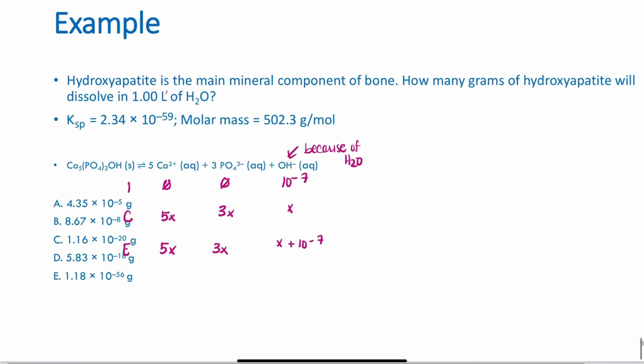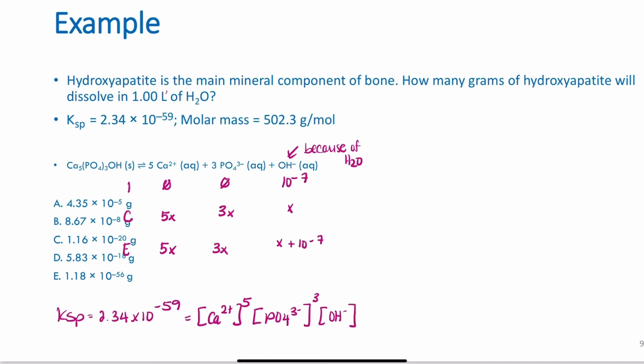I'm going to set up the Ksp expression. Ksp is really small. Very little of this actually dissolves. Probably a good thing, right? We don't really want our bones dissolving. 2.34 times 10 to the minus 59 is equal to the concentration of Ca2+, quantity to the fifth, PO4 3-, quantity cubed, and the hydroxide concentration.